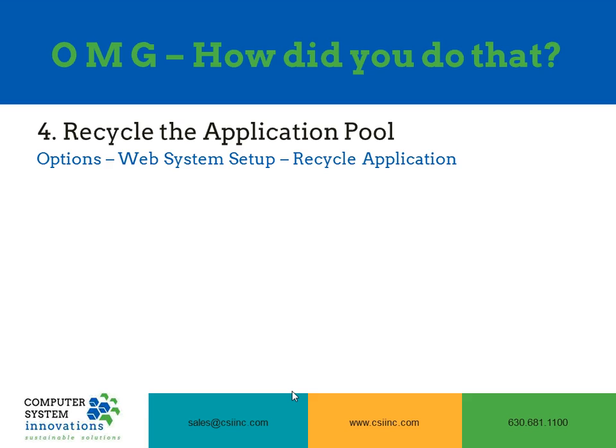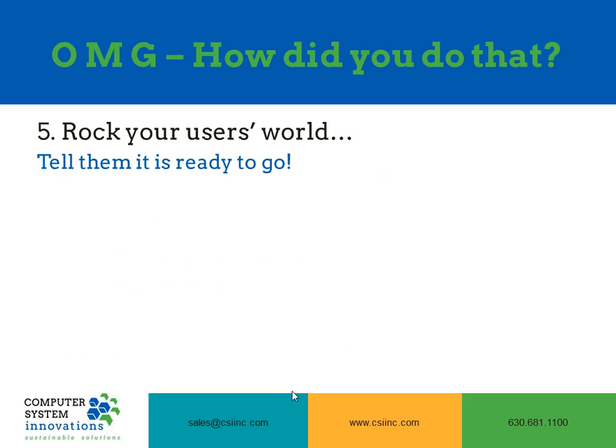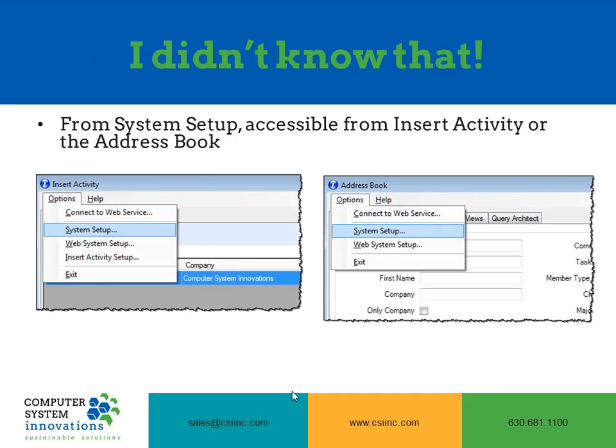After that, really, I just recycled my application pool, and that's done really easily just by the web system setup in iEmail, and I'll show you that in a second. And I hit Recycle Application. Then I went and celebrated. I rocked my users. I went and told them, hey, we're ready to go. This is awesome. So it's that easy to go ahead and add these.